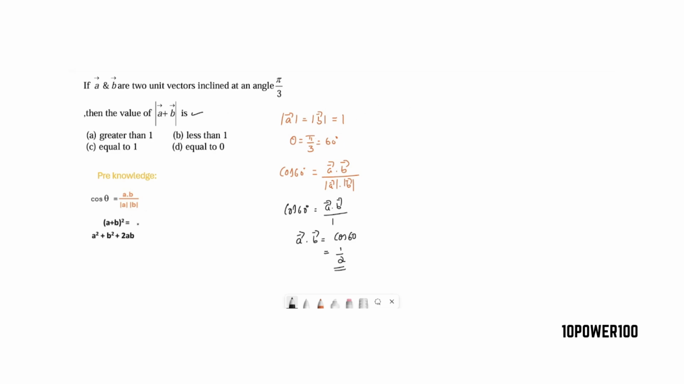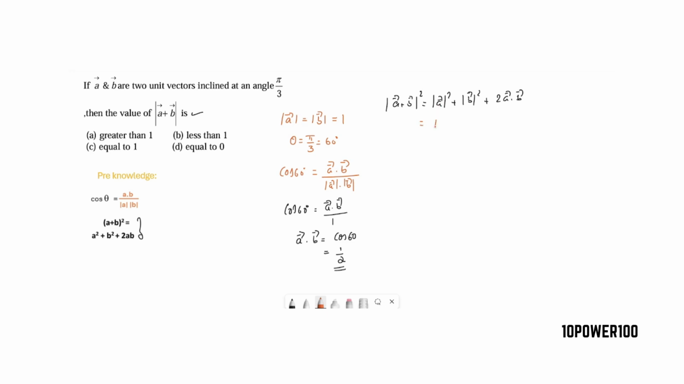That is the reason I have taken A plus B the whole square. So let us write vector A plus vector B the whole square. It is equal to magnitude of vector A square plus magnitude of vector B square plus 2 times vector A dot vector B. Here, whenever we write a square for a vector, we have to write the magnitude, and that is only in scalar product.